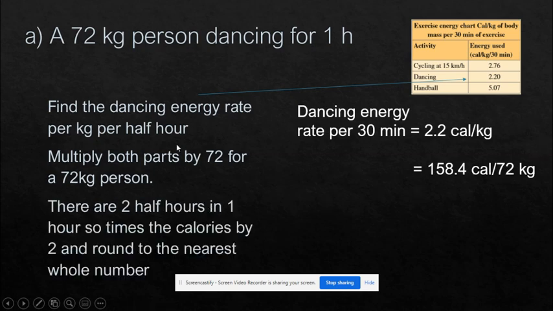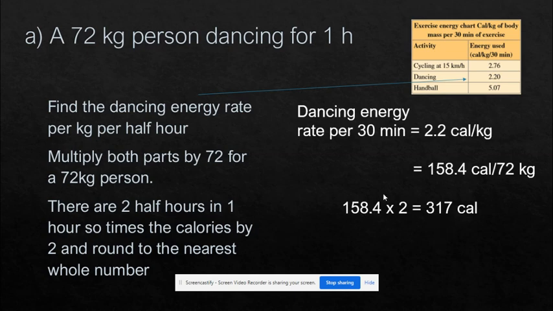They have said the person was dancing for 1 hour. We know that that is how much for 30 minutes. So how many 30 minutes are there in 1 hour? There are 2 half hours in 1 hour. So we times this by 2, because that would be 30 minutes, and then we need another 30 minutes, and we have to round it to the whole number. So we get 158.4 times 2, we get 317 calories. Remember, guys, show your working out when you're doing this, okay?